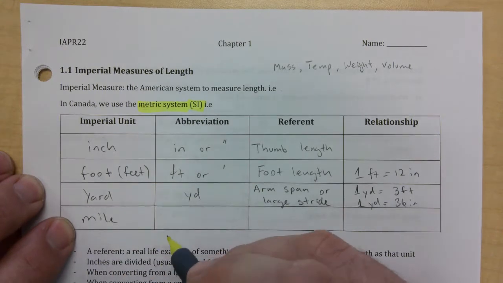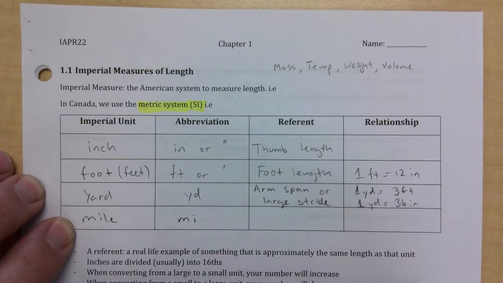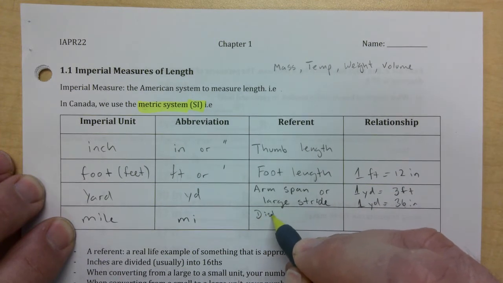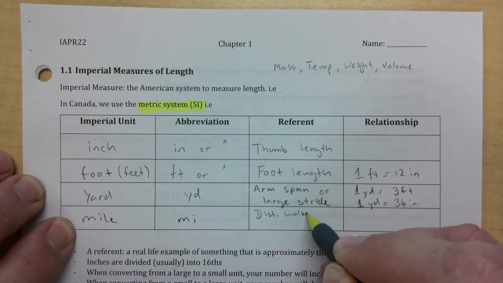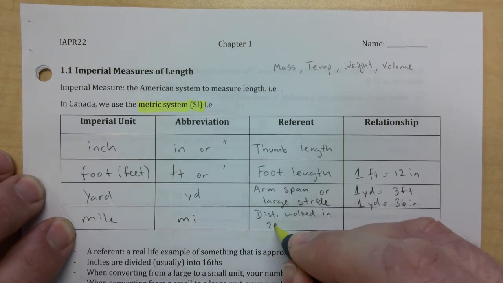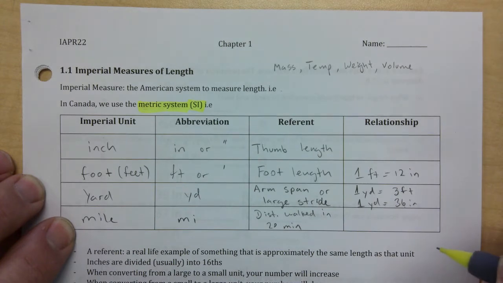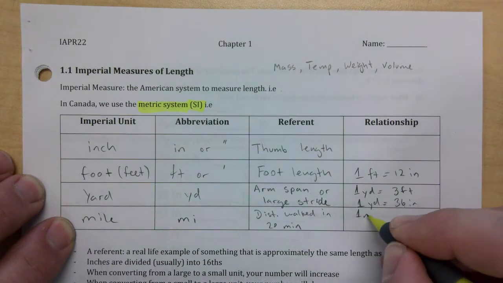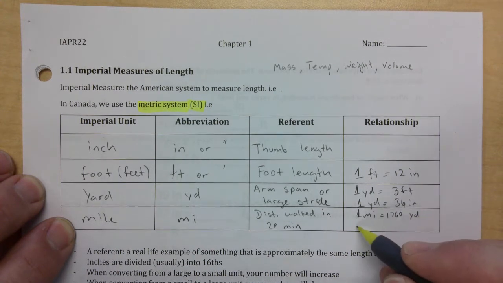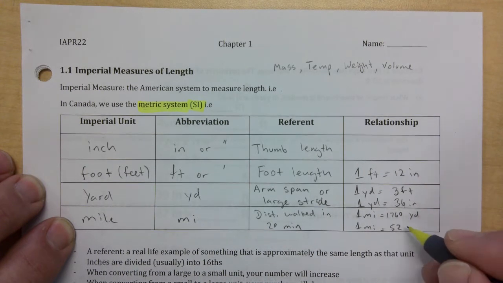Last one, you have your mile, MI, and if you want to have an idea, it's distance walked in 20 minutes. Okay. And the referent is that 1 mile has 1760 yards, and 1 mile also has 5,280 feet.